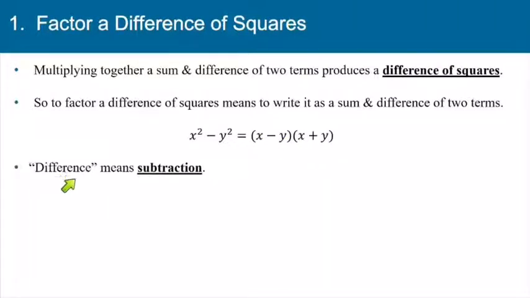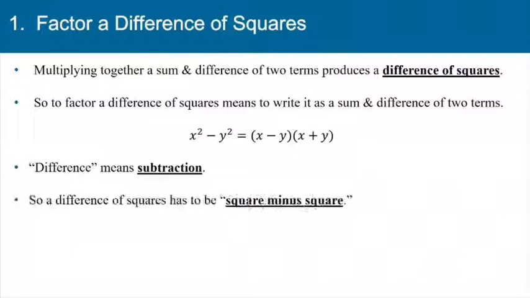Now remember, the word difference means subtraction. So this is a difference of two squares. A difference of squares has to be square minus square. And it's a very common mistake for people to try to factor a problem that says x squared plus y squared. But that's not a difference of squares because difference means subtraction.